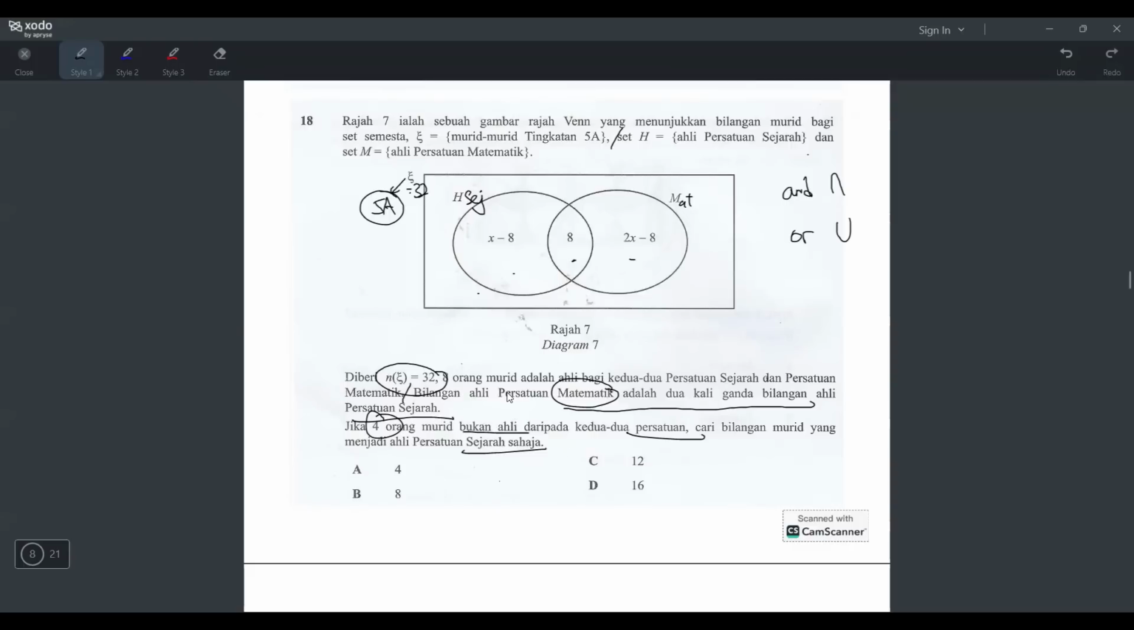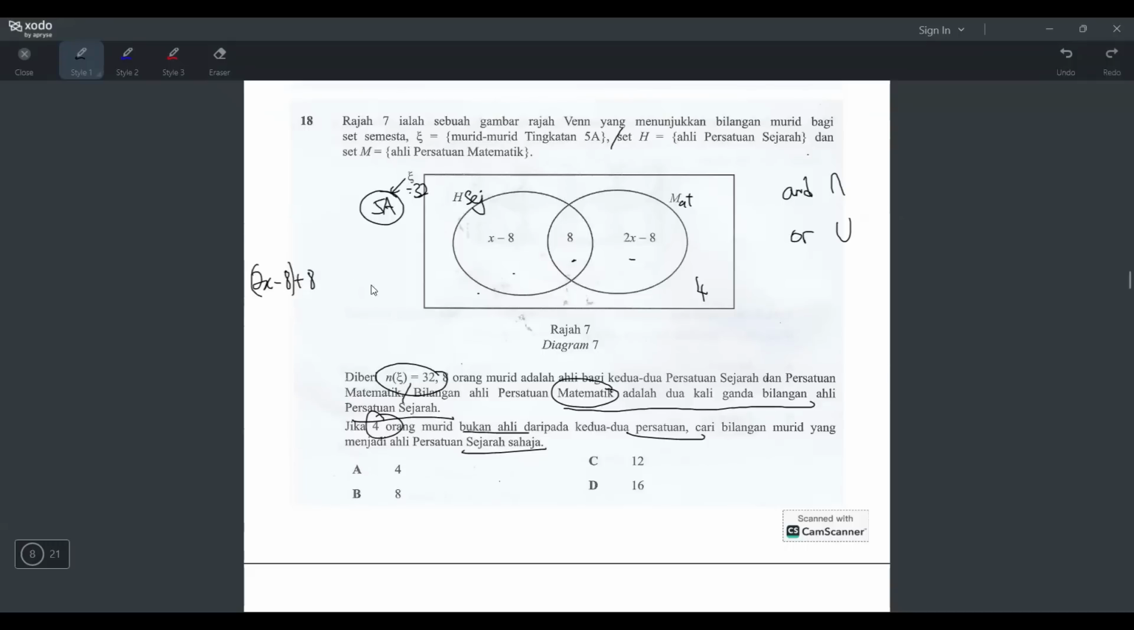Okay, how to find X? They got mentioned 4 orang murid bukan 2 persatuan. So 4 duduk dekat luar sini. And then what it says here, bilangan ahli persatuan matematik. Okay, dia tak kata sahaja kan. Dia kata bilangan ahli matematik. Means saya kena ambil 2x minus 8 dengan 8 tambah. Okay, tambah. So it becomes 2x minus 8 plus 8 like this.